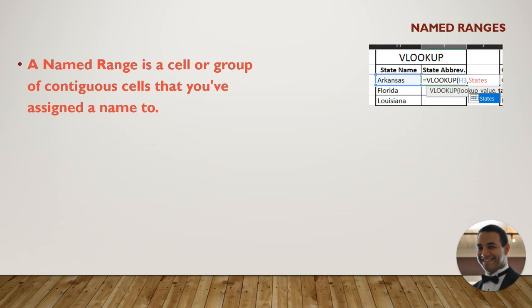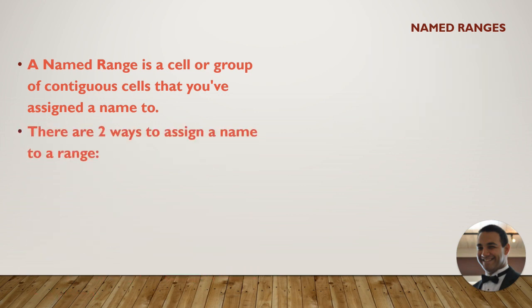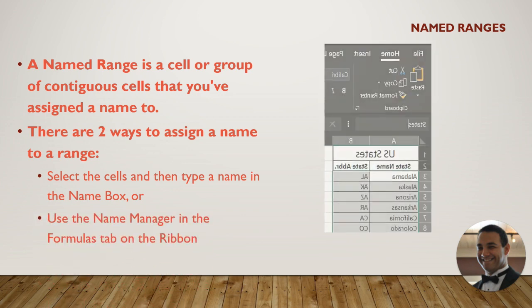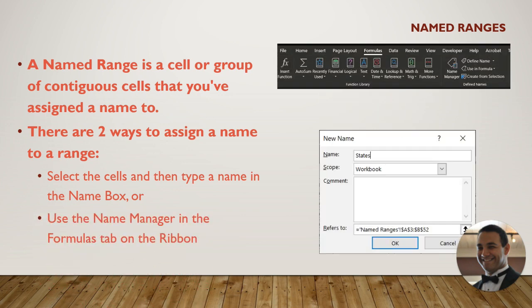A named range is a cell or group of contiguous cells that you've assigned a name to. There are 2 ways to assign a name to a range. You can either select the cells and type a name in the name box, or you can use the name manager in the Formulas tab on the ribbon.